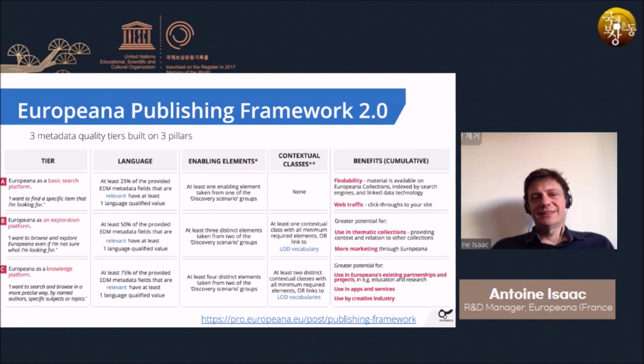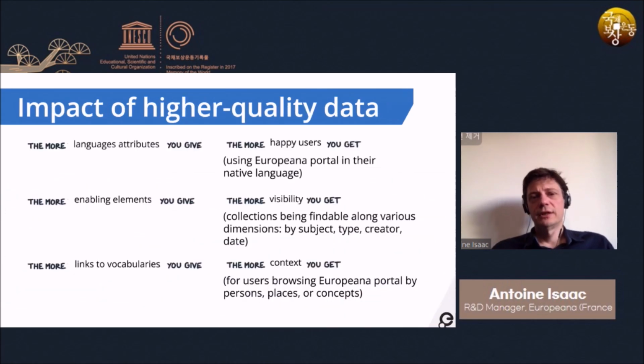So this way, the partners of Europeana also have more information about whether they do better. This is not about rejecting their data for the moment. It's really about measuring and saying what is good and what is less good. We have implemented that, so now everyone in Europeana can see how good the metadata is against this score.